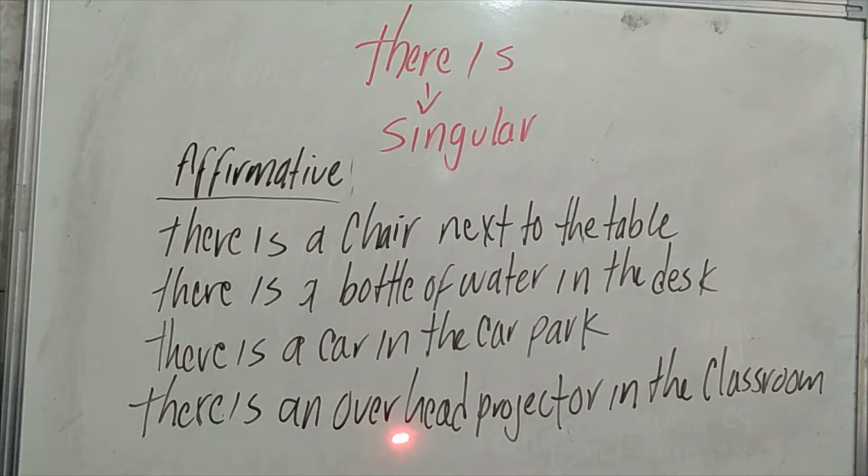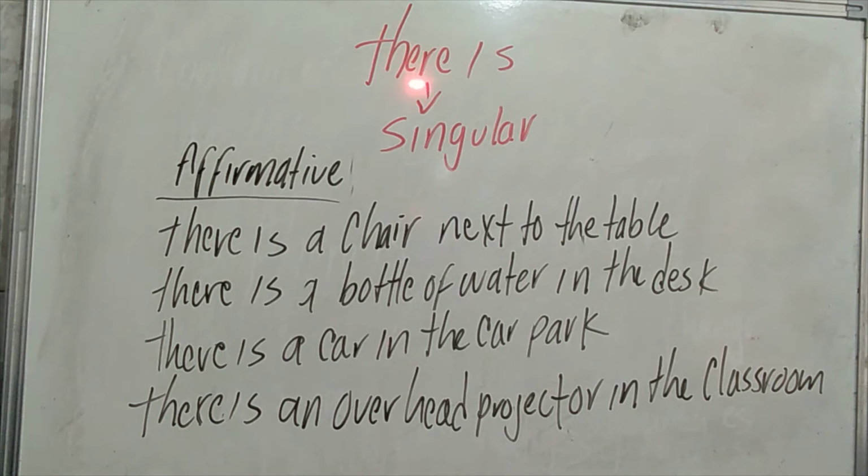Now we want to translate it. For example, it says, hay una silla al lado de la mesa. Hay una botella con agua en el escritorio. Dice, hay un carro en el estacionamiento y hay un proyector en el salón. Acuérdate, en este caso, cuando decimos there is, significa hay. ¿Sale? Hay. Aquí acuérdate que lo estamos utilizando como singular. Aquí tenemos la palabra singular.